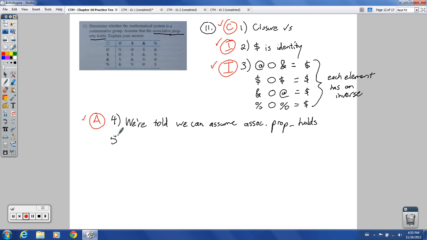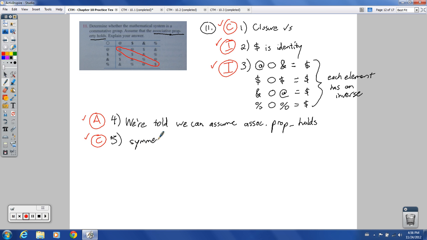And then finally commutative property. So check the main diagonal. See that it is symmetric about the main diagonal. Okay, so we got $ sign, and we got percent, and @. So it looks like it's symmetric. So this final C checks out.